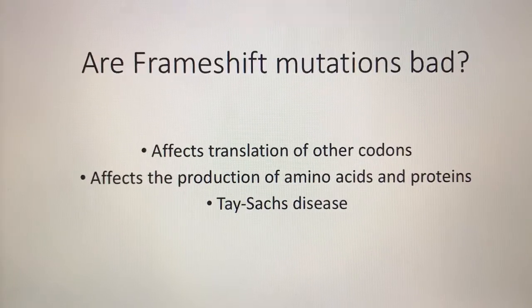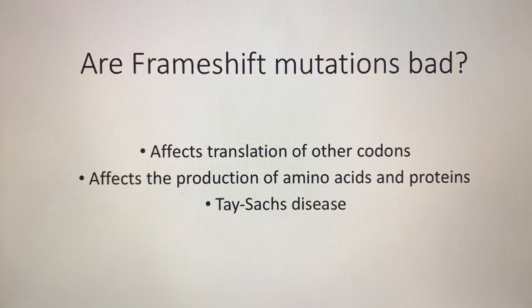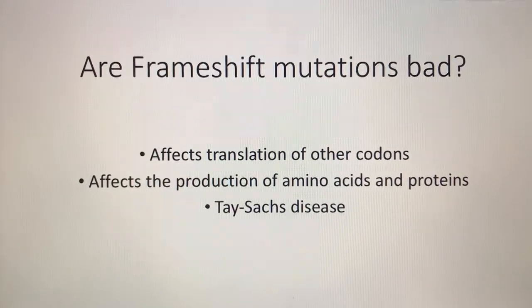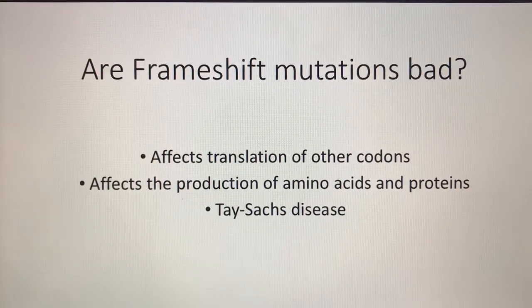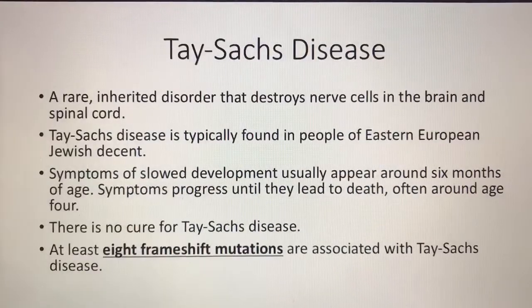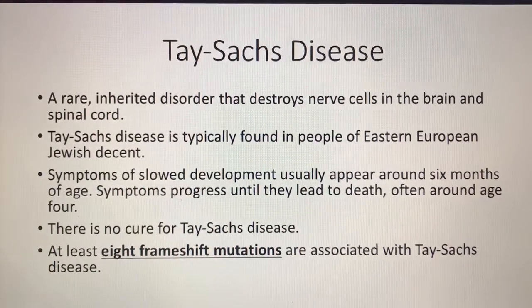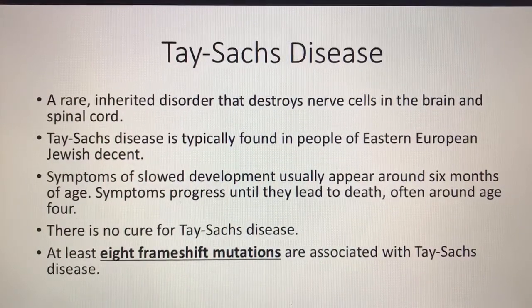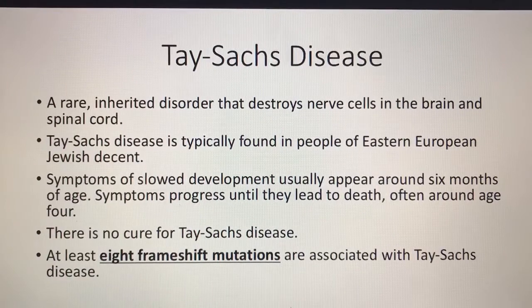Are frameshift mutations bad? Yes, because it affects translation of other codons, it affects the production of amino acids and proteins, and one of the most famous mutations associated with frameshift is Tay-Sachs disease. Tay-Sachs disease is a rare inherited disorder that destroys nerve cells in the brain and spinal cord. This disease is typically found in people of Eastern European Jewish descent.